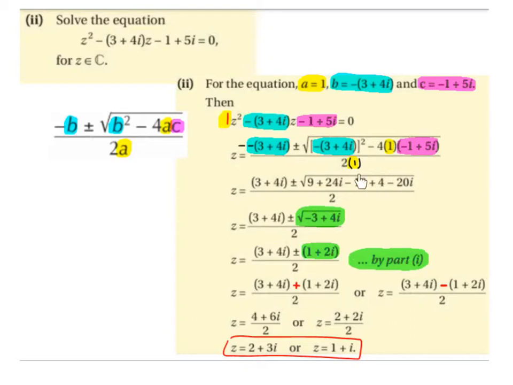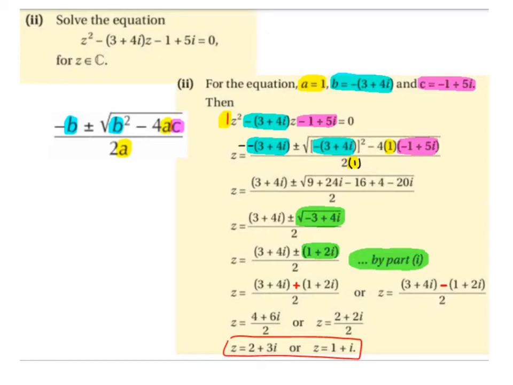Next we're going to simplify underneath the root. So 9 minus 16 plus 4 is minus 3. And 24i minus 20i is plus 4i. So the square root of minus 3 plus 4i, we worked out in part 1 to be plus minus 1 plus 2i. So we swap this for this.